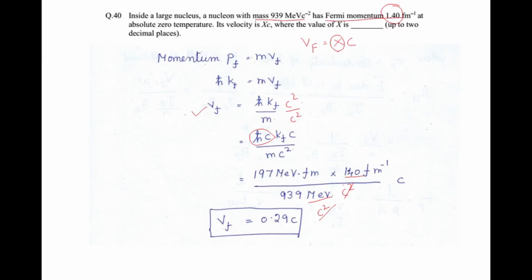So by simplifying this, we will be getting the Fermi velocity as 0.29 into c. So here they have already given in the question Vf is equal to x into c. So by equating these two, we will be getting x value is 0.29.